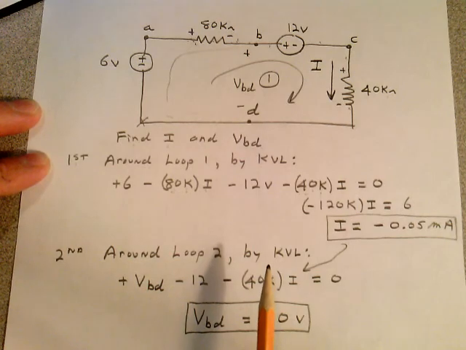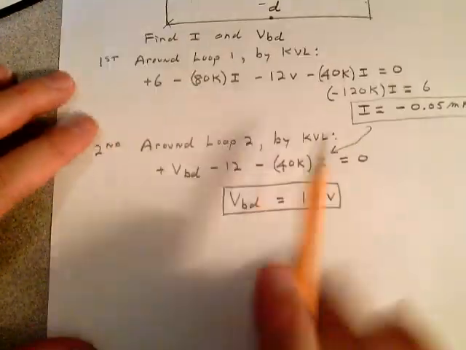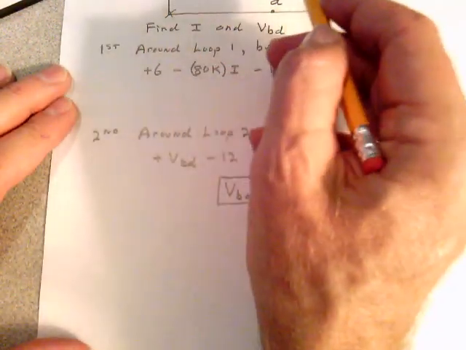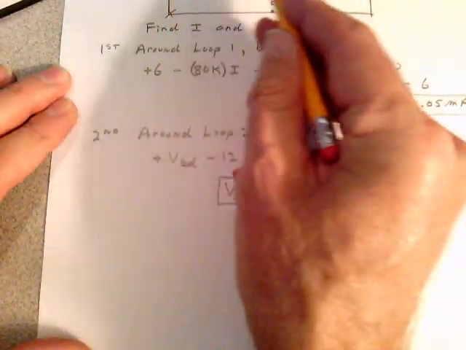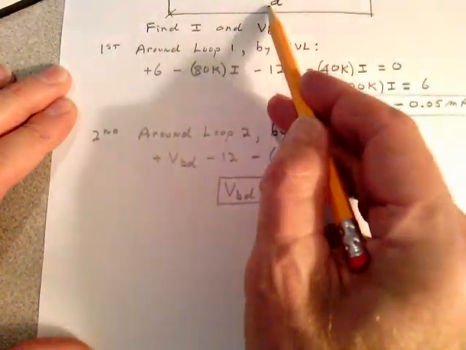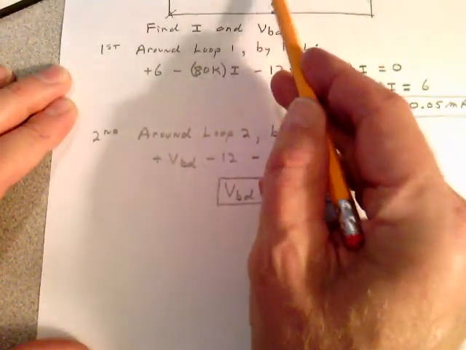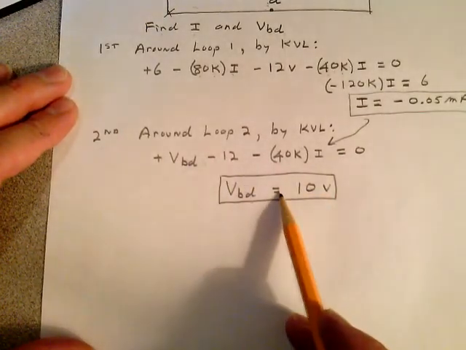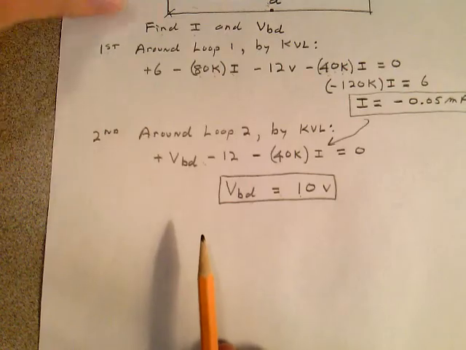Then when you find I, you can go around loop 2, which is a loop that I defined right here. Loop 2 goes from here, look. Right there. That's loop 2 right there. VBD. So I cut it off right here and I call that VBD, plus and minus because B's first. There's the equation. We worked this out before. VBD is 10 volts, you're done.